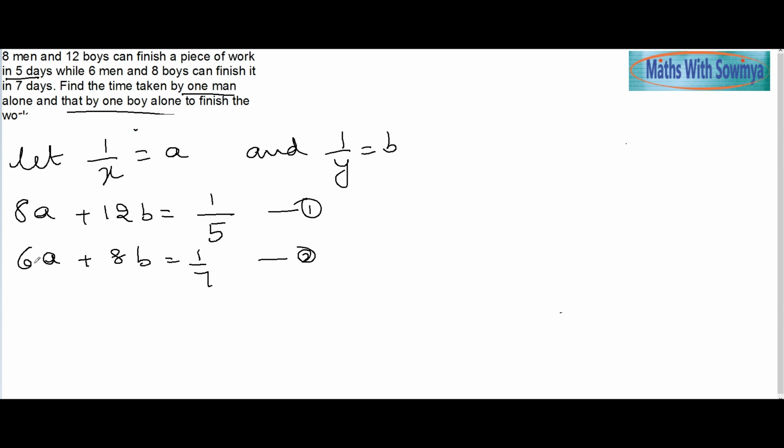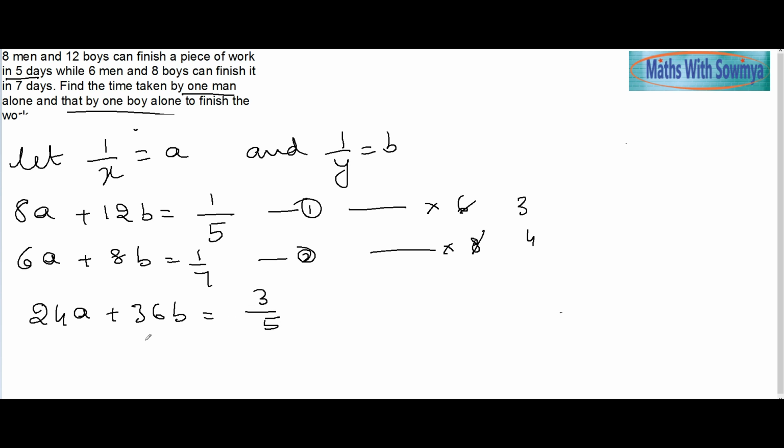From equations 1 and 2, we have 8 and 6, and 12 and 8. Take the common factor; both are divisible by 2, so this goes to 3 and 4. Multiply the first equation by 3 and the second equation by 4. So we get 24a plus 36b is equal to 3 by 5, and 24a plus 32b is equal to 4 by 7, since you are multiplying 4 into 1 by 7. Please remember to change the sign.